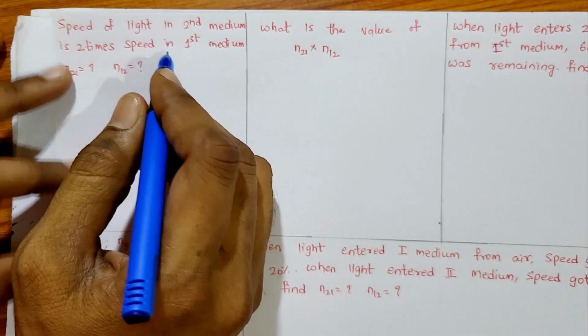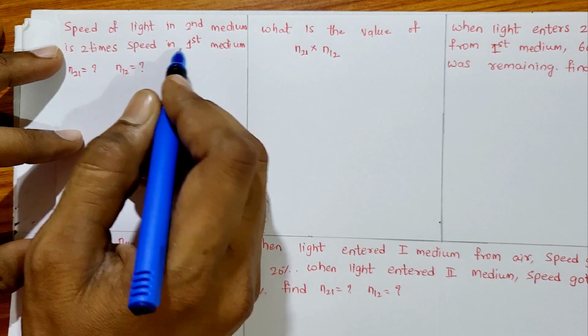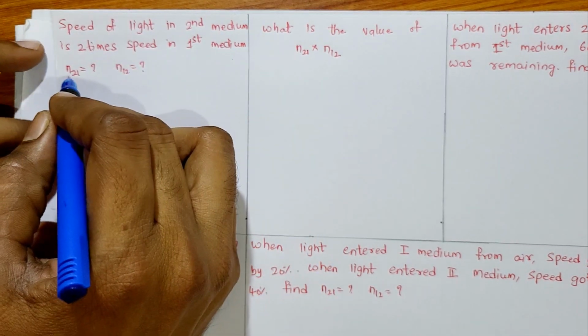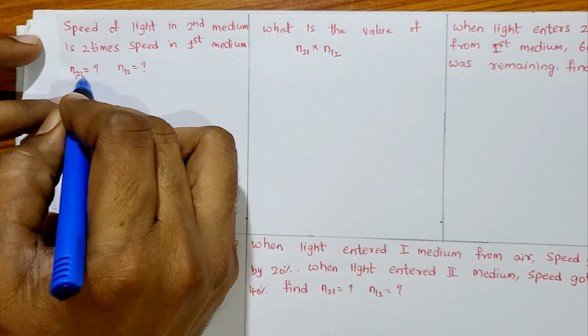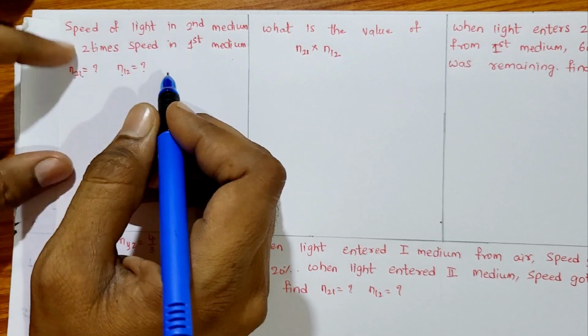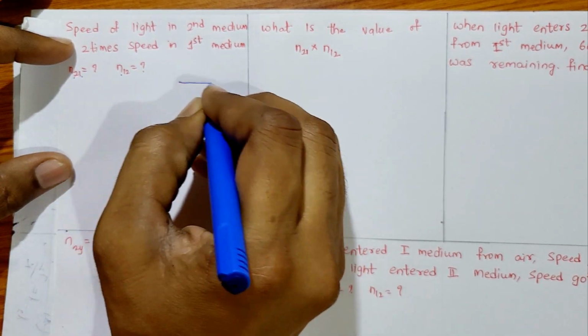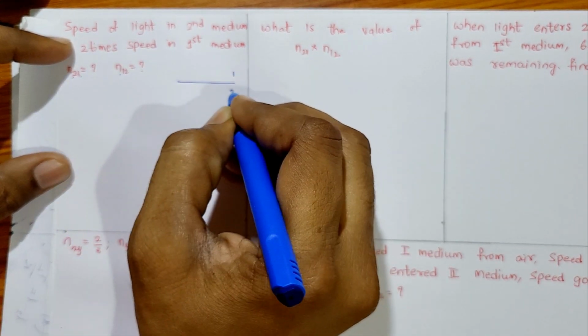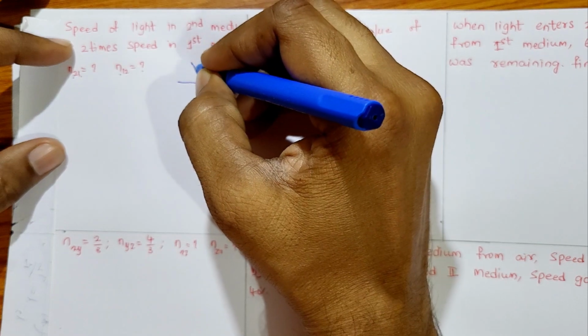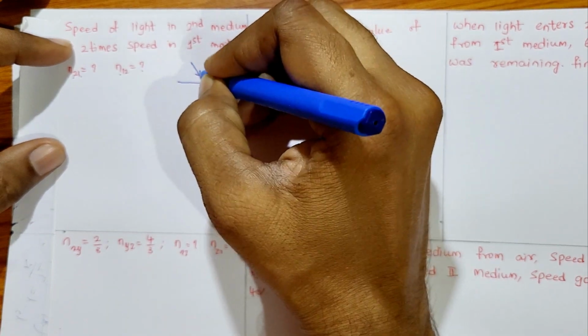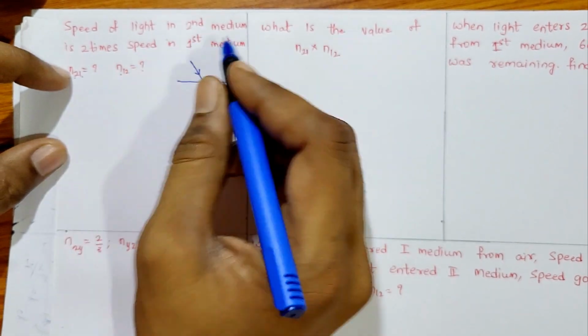Speed of light in second medium is 2 times speed of light in first medium. Find refractive index of second medium with respect to first medium and first medium with respect to second medium. Means there are first medium and second medium. Light is passing from first medium to second medium. Speed of light in second medium is 2 times.